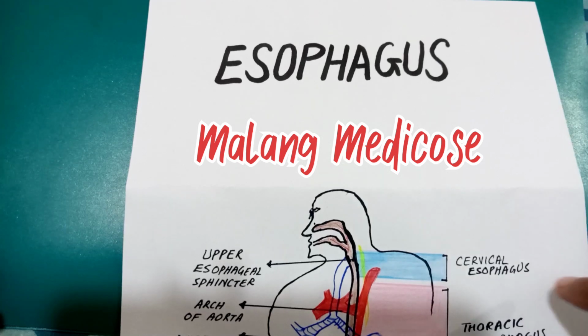Today I am here with our new topic, that is the esophagus in the thorax. In this lecture we will discuss the length of the esophagus, the structure of the esophagus, the important curvatures or constrictions of esophagus, and all about the arterial supply, venous supply, lymphatic and nerve supply of the esophagus. So let's start with the esophagus.